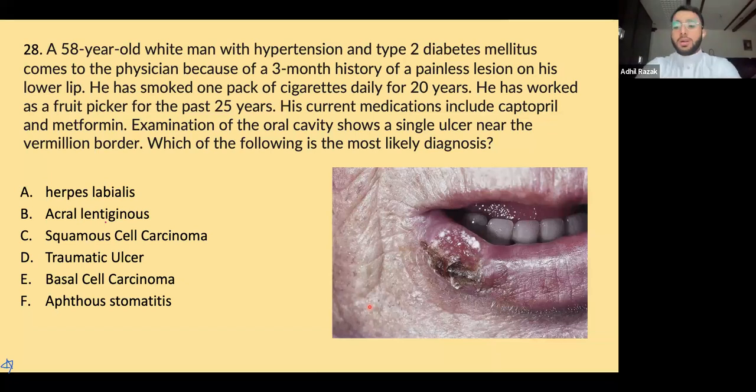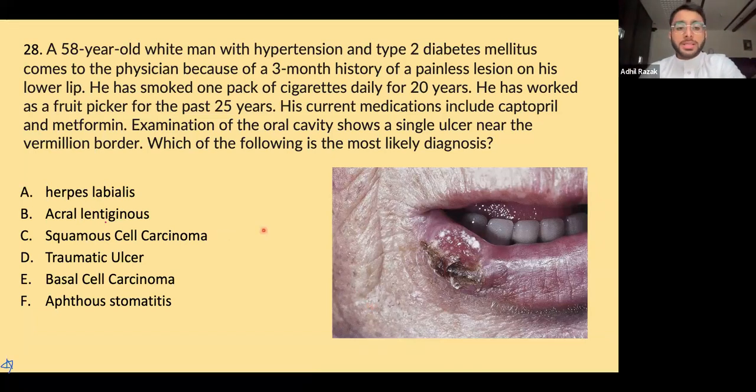So we have a very obvious picture of something terrible going on. It's a 58-year-old white male. White people are more predisposed to skin cancers. The patient has hypertension, type 2 diabetes mellitus, and comes to the physician because of a 3-month history of a painless lesion on the lower lip. He has smoked 1 pack of cigarettes daily for 20 years, another risk factor for cancer. He has worked as a fruit picker for the past 25 years. Outdoor exposure. His current medications include captopril and metformin. Oral cavity shows a single ulcer near the vermilion border. The vermilion border is the edge, pretty much.